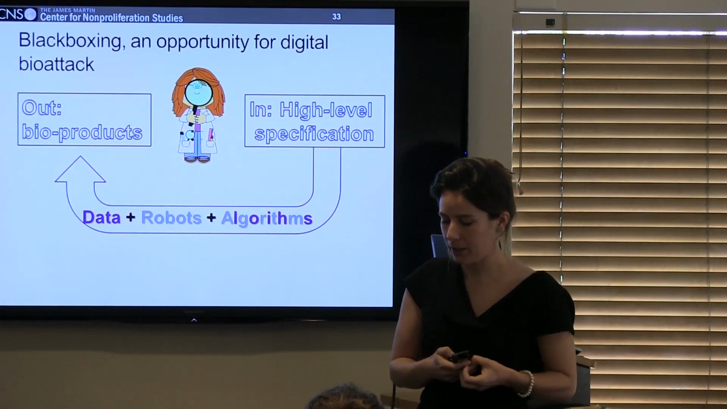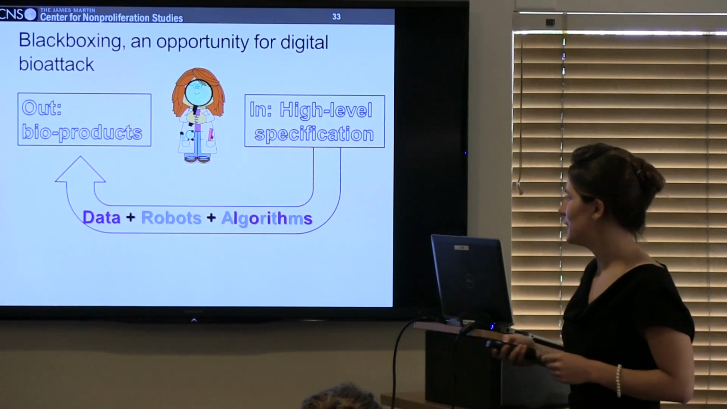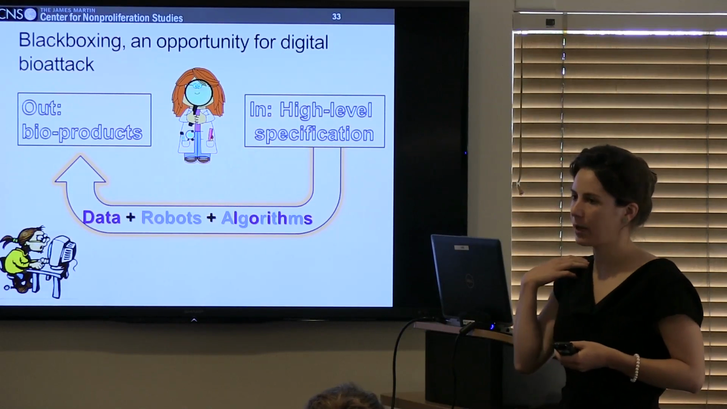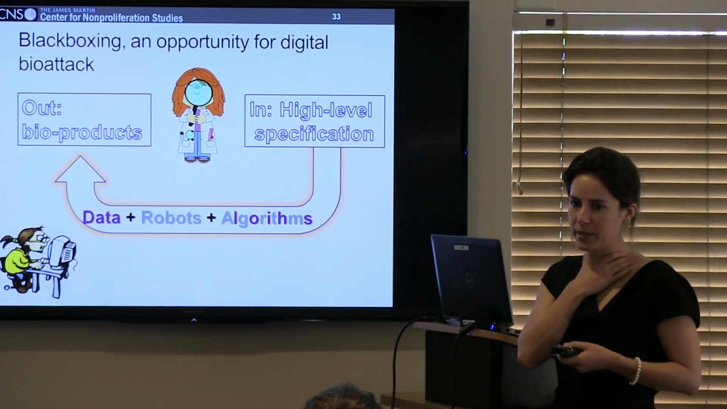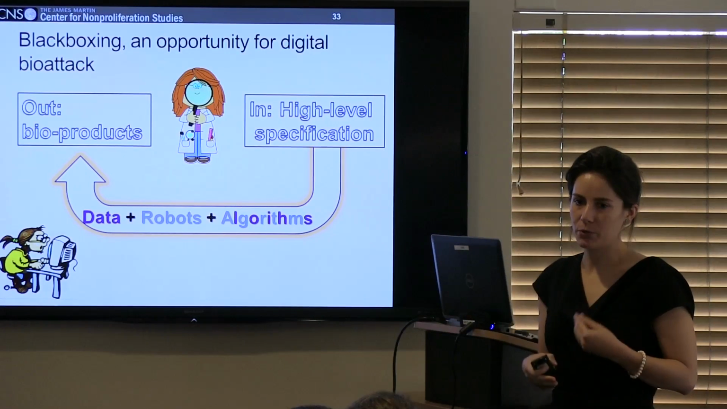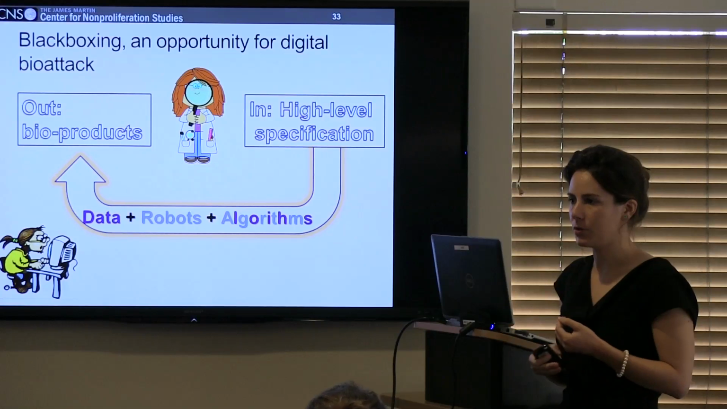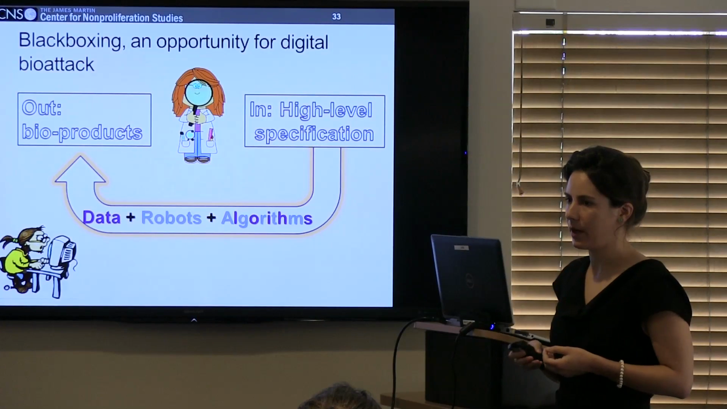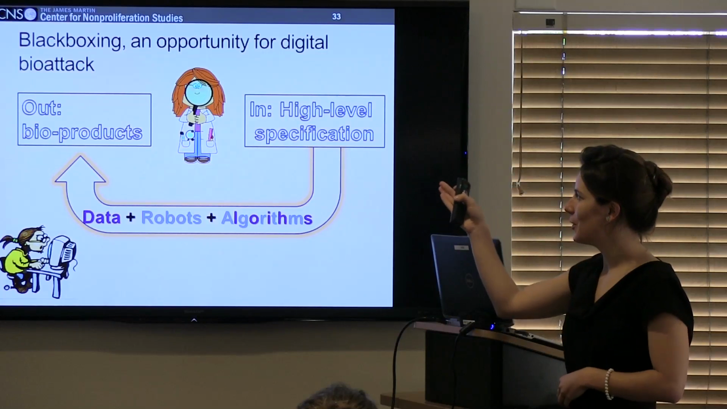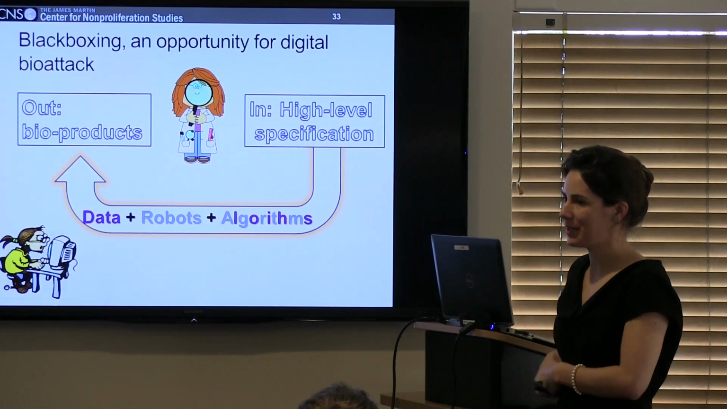When I realized that and put it that way, I saw that it was an opportunity for people to carry out what I call digital bioattacks. That means that people could make use of these automated processes to change the data, correct the data, and eventually make smarter reverse engineering processes to disrupt what you get at the end.